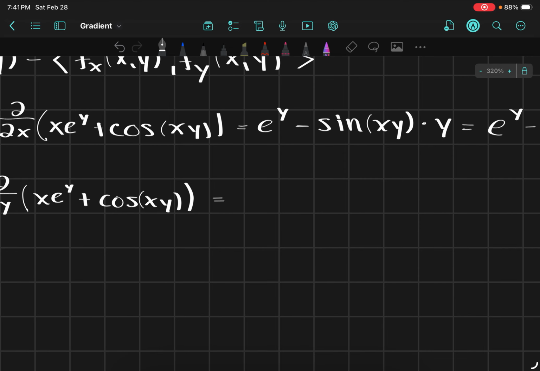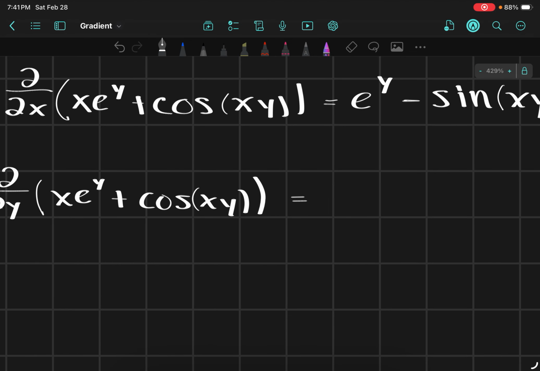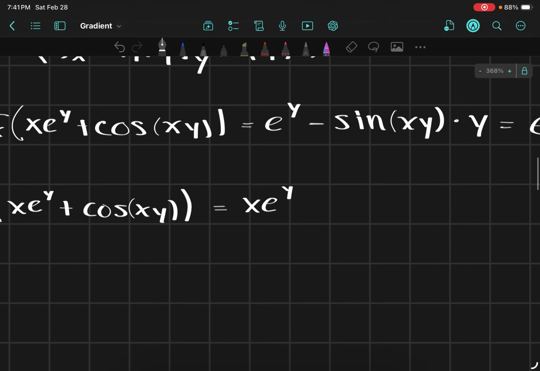Well, our e to the y, just taking our x as a multiplier, so same thing as just e to the y to me. What is the derivative of e to the y? Well, it's just e to the y. Our x is going to stay there. Maybe I made that a little bit confusing. It's just going to be x e to the y. Same thing as last time.